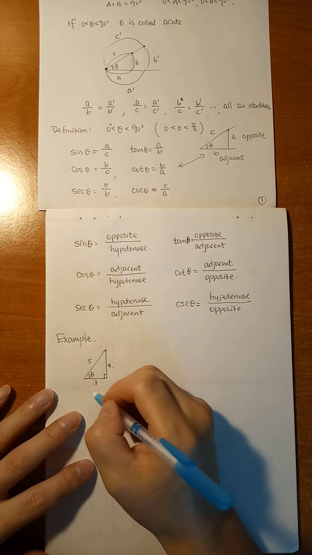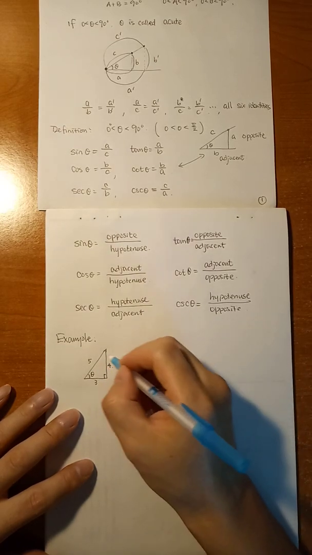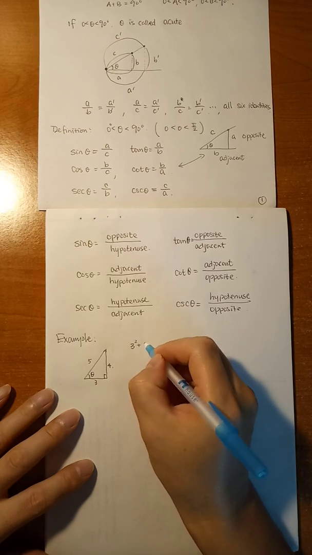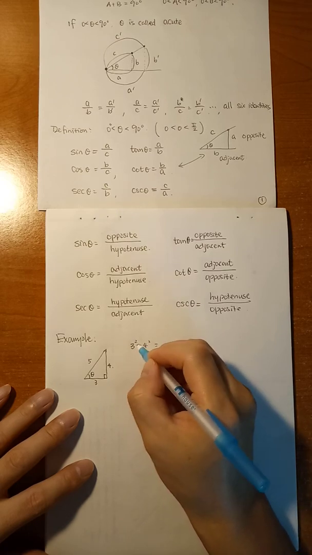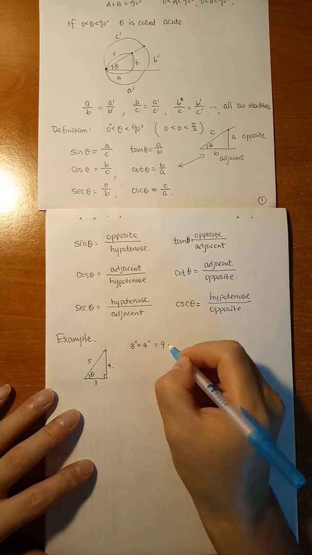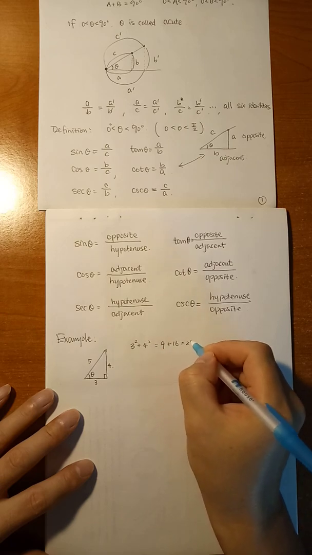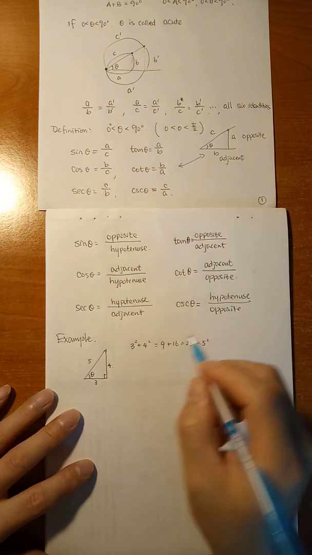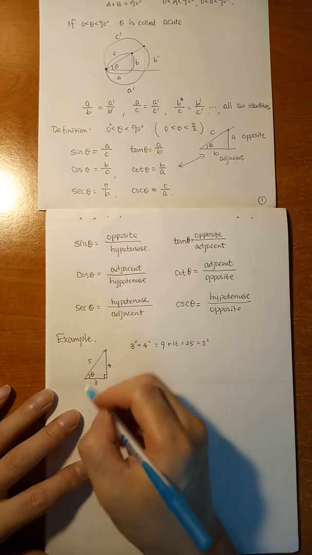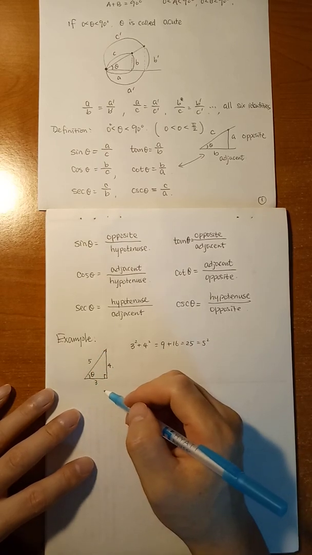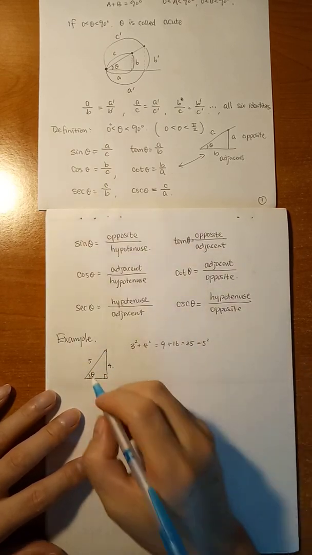It's a right triangle with sides 3, 4, 5. Why is it a right triangle? 3 squared plus 4 squared: 3 squared is 9, 4 squared is 16, and it's 25. It's exactly 5 squared. So 3 squared plus 4 squared is equal to 5 squared. This is a right triangle by the Pythagorean theorem.